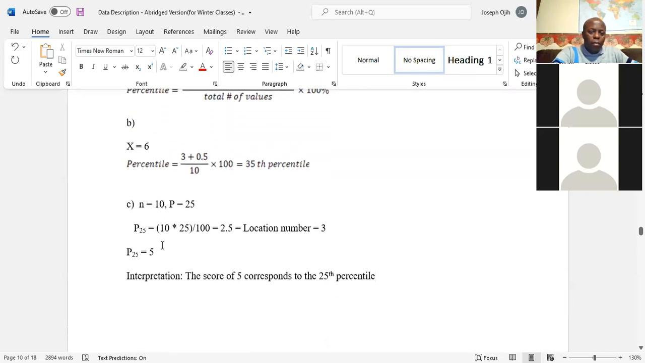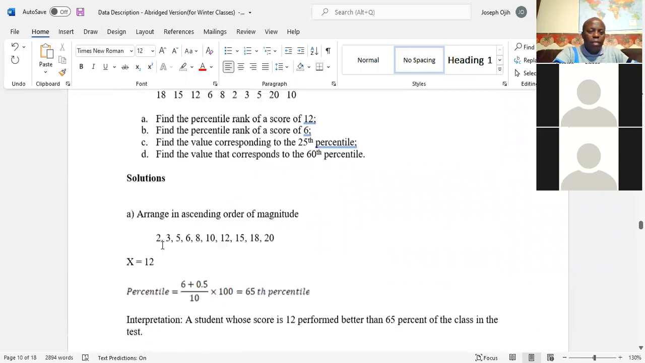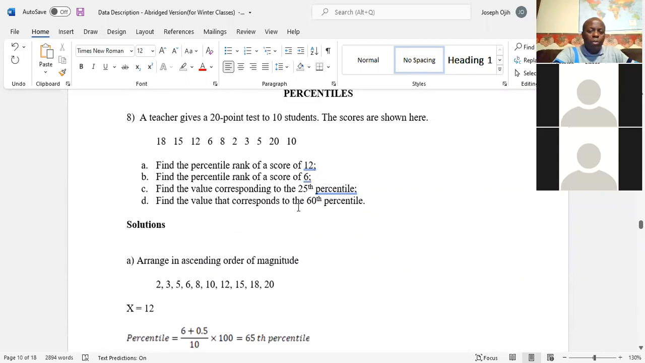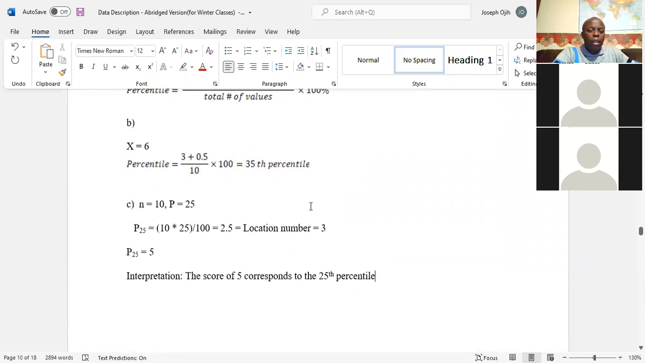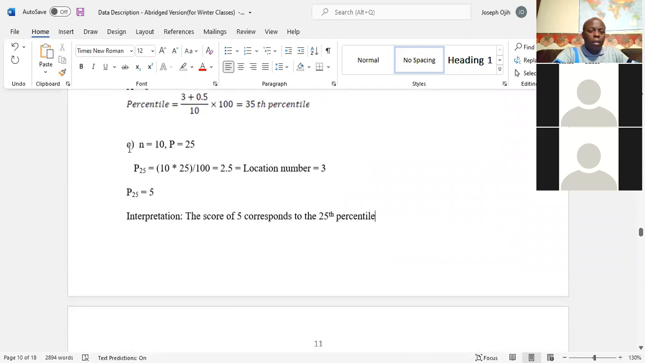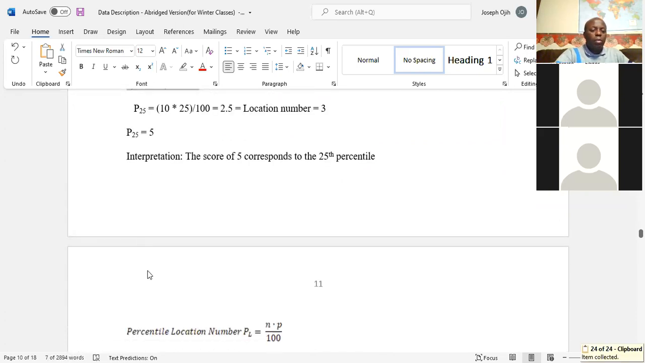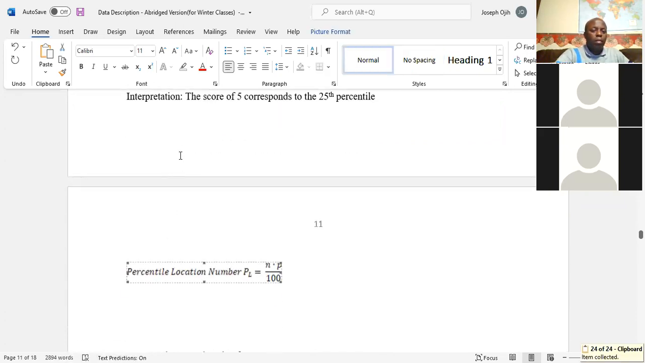Next one will be part D, to find the value that corresponds to the 60th percentile. And then you follow the same process. We'll copy it so we can do it here.